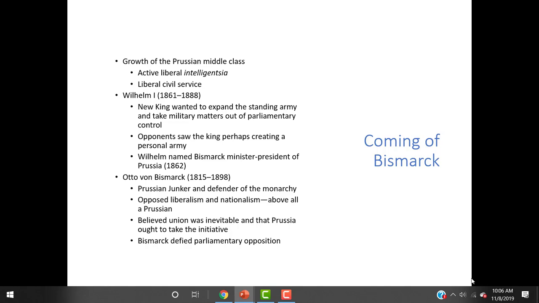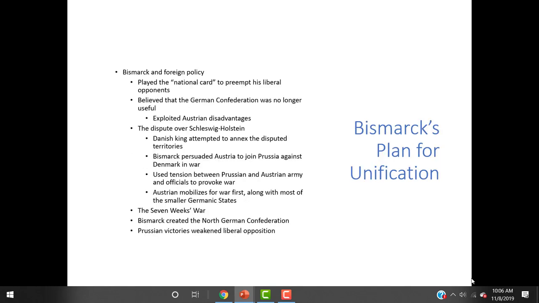Bismarck, the Iron Man, is going to take control big time. He was a Prussian junker, and he was a defender of the monarchy. He opposed liberalism and nationalism. Above all, he was a Prussian, through and through. He believed union was inevitable and that the Prussians ought to take the initiative. So he defied parliamentary opposition and started leading big time.